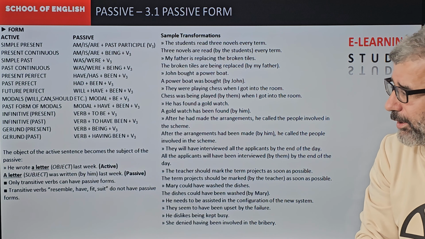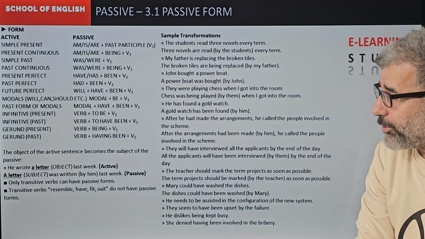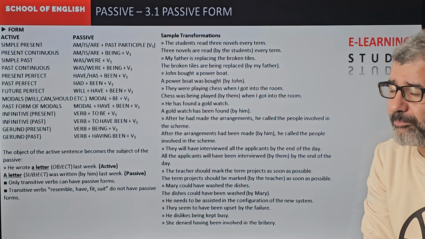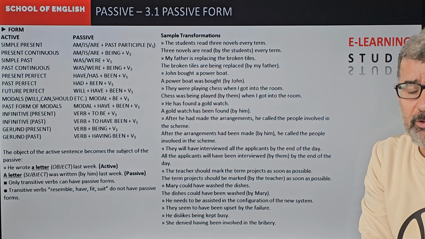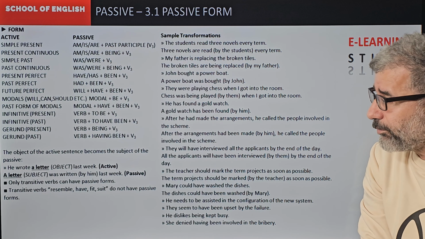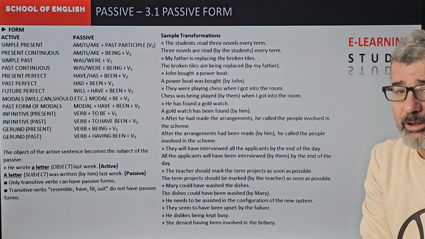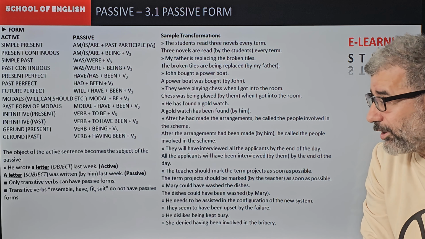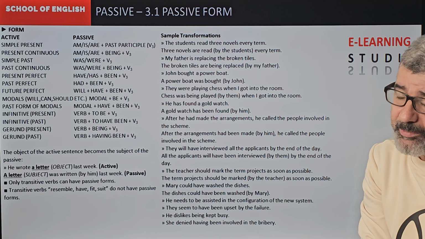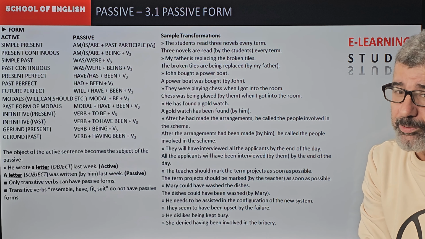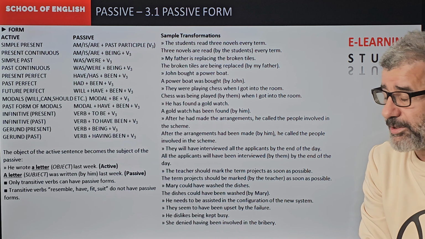Look, another point here, another rule actually. Only transitive verbs can have passive forms. What are transitive verbs? Transitive verbs are the ones that can be followed by an object. If you don't have a transitive verb, it means that sentence does not have an object. So if you don't have an object, you cannot form a passive sentence.